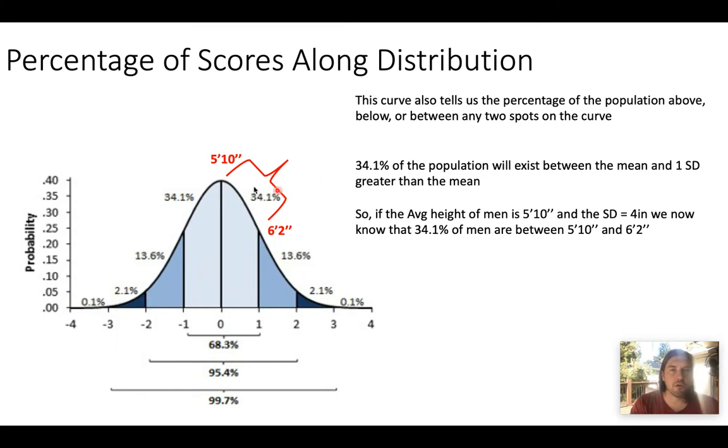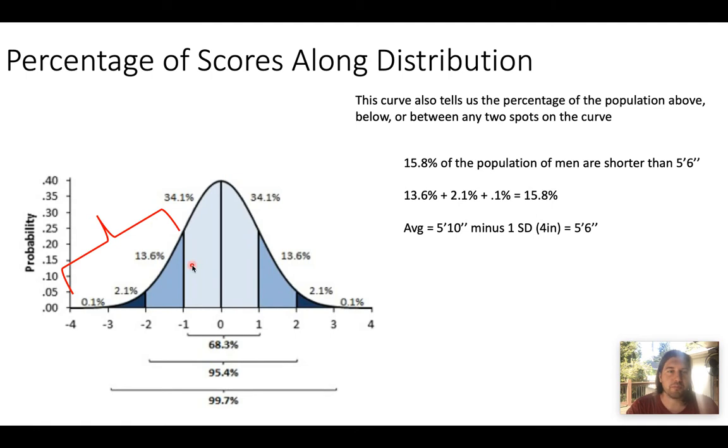Like I said before, the curve is also going to tell us percentages of above or below any single or between any 2 spots on the curve. So, for example, 34.1% of men are between 5'10" and 6'2". And 15.8% of the population is shorter than 5'6".